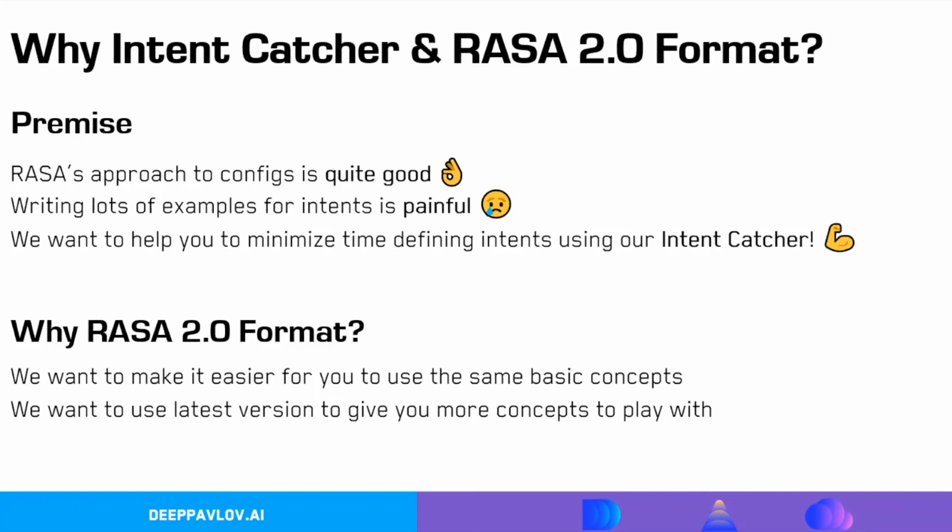So why do we want to do that? As we said before, RASA's approach to configuration files is quite good. Writing lots of examples for intents, however, is rather painful. That's what we've heard from our customers who use GoBot in their solutions. And we want to minimize the time that you need to define intents in the beginning of your goal-oriented skill built on top of GoBot. And for that, we want to use intent catcher that has also been released in the previous version of the DeepPavlov library, 0.14.